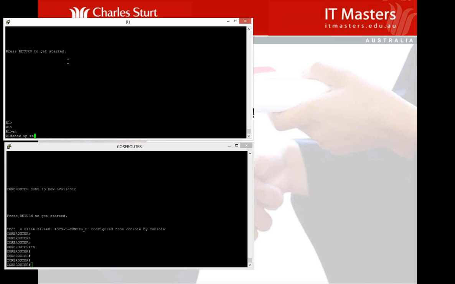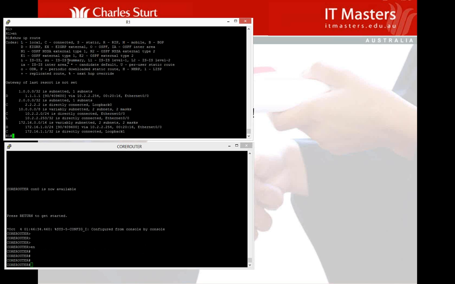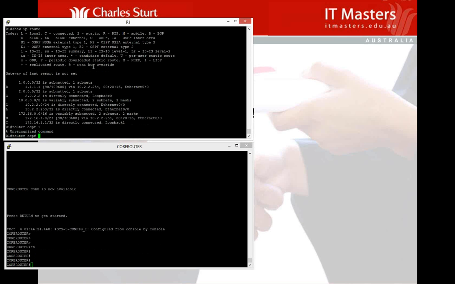We'll just see where our routes are. Bingo. Okay, so we see we've got our D routes, EIGRP routes still there. So we're going to configure OSPF as well. Oh, not error, Matthew. Okay, sorry.